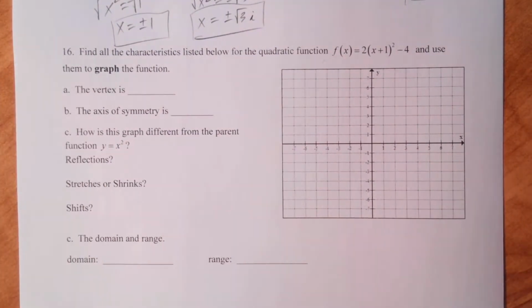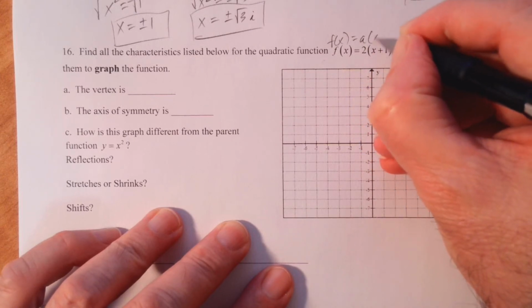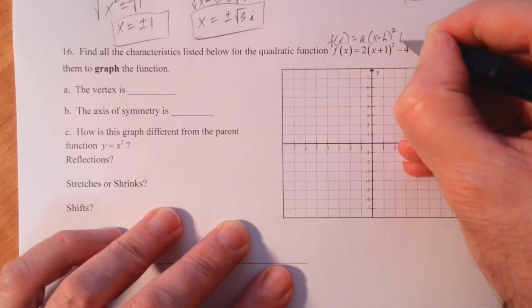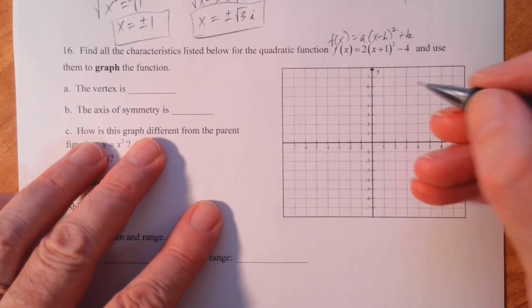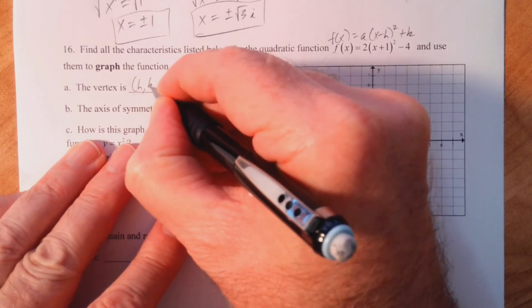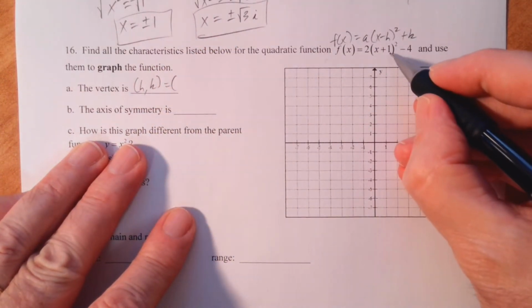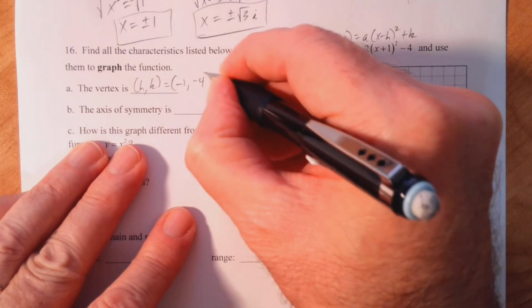All right, so it says find all the characteristics listed below for the quadratic function f of x equals 2 times the quantity x plus 1 squared minus 4, and use them to graph the function. Now this is in vertex form, so it's a times x minus h squared plus k. We know the vertex is (h, k). Well, in this case, h is -1 and k is -4.